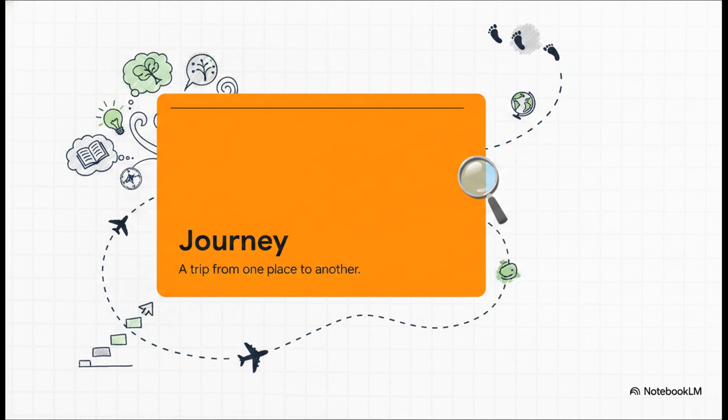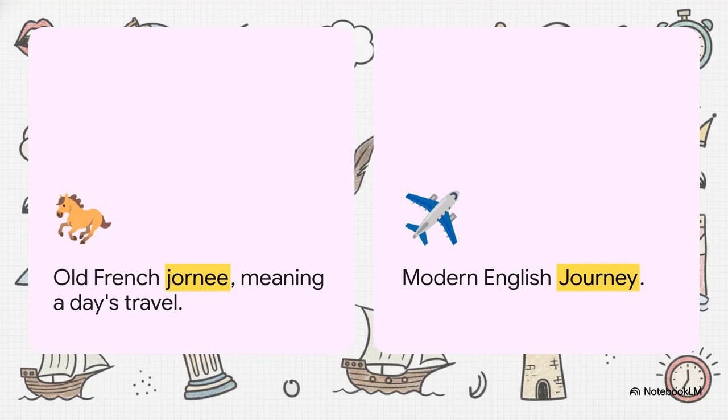Today, we simply define a journey as a trip from one place to another. It could be a physical trip across the globe or a metaphorical one, like the language learning journey you're on right now. And this next origin brilliantly illustrates how language adapts to human life. Back in the day, the old French root journée literally meant a day's travel. Think about it. People didn't have cars or airplanes back then, so they practically measured their trips by how far they could physically travel by foot or on a horse from sunrise to sunset.